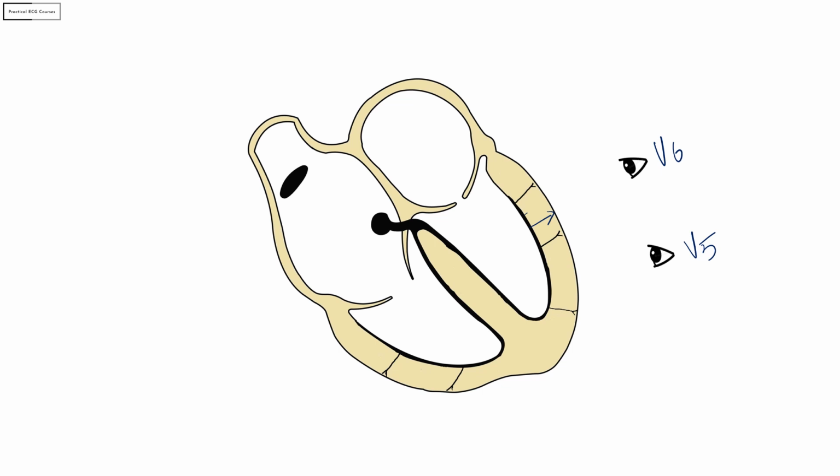And how does the V6 lead document this on the ECG? Based on the concept we just learned before, any lead, when it sees a vector as traveling towards it, documents a positive deflection. So V6 and V5 document a positive R wave on the ECG.